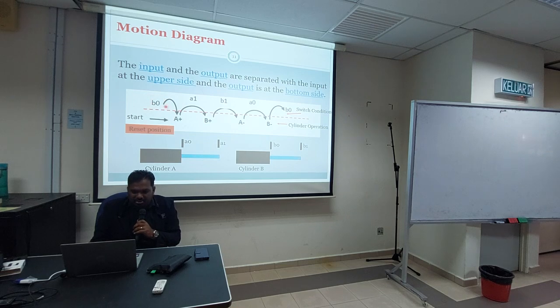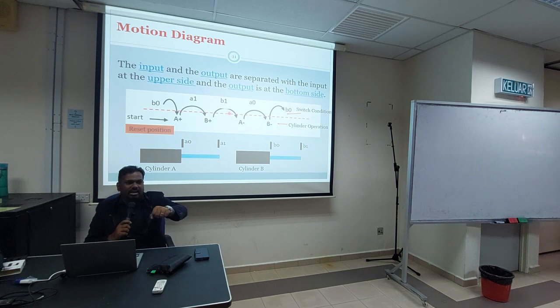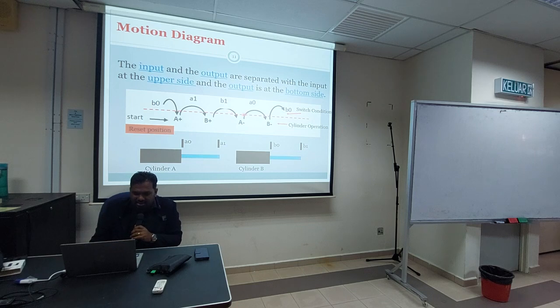Okay, B0 dah on, then you start your cylinder A plus. So cylinder A extend. Cylinder A extend, dia akan on cylinder A1. So cylinder A1 on, dia akan extend cylinder B. Cylinder B extend, B1 akan aktif, dia akan on B1. So kalau B1 on, dia akan retract cylinder A minus. Okay, then A minus, so it will activate A0. So A0 akan activate B minus. Okay, so sequencing, it follow the sequence.